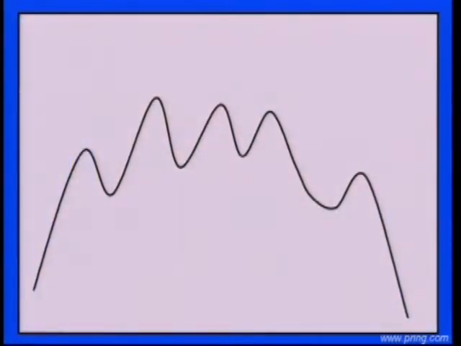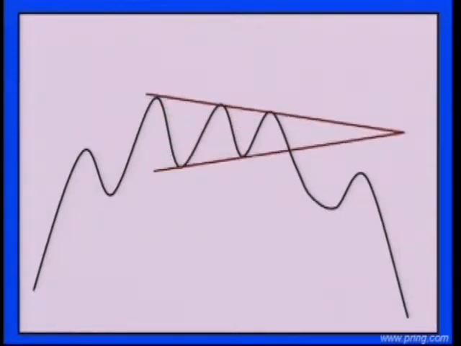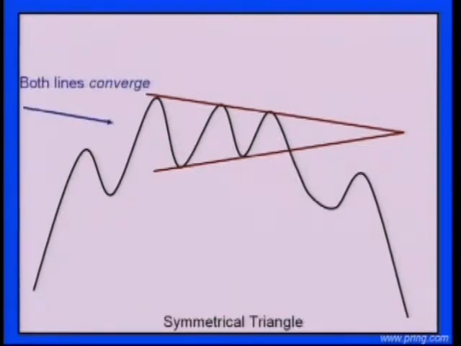Triangles appear a lot of times on the chart, probably more than head and shoulders patterns. That's the good news. The bad news is they tend to be far less reliable than head and shoulders, and we'll get into some of those examples a little later. But the idea with a symmetrical triangle is how you can draw a trend line joining two peaks and two troughs, and the two trend lines converge.